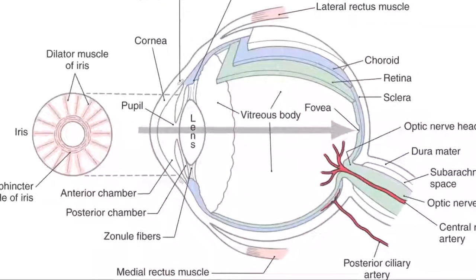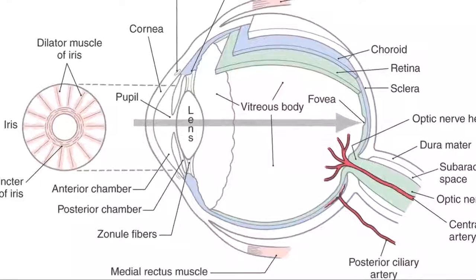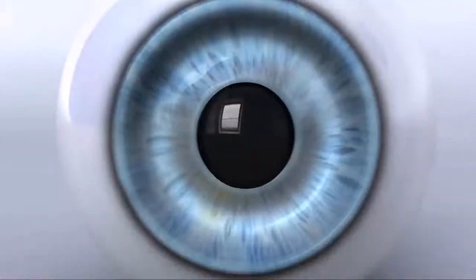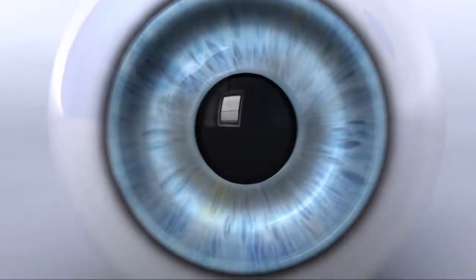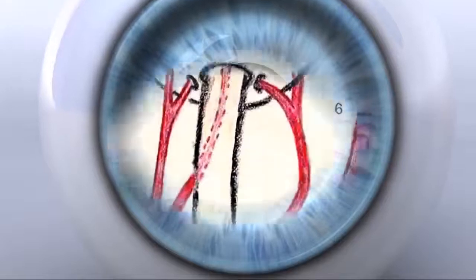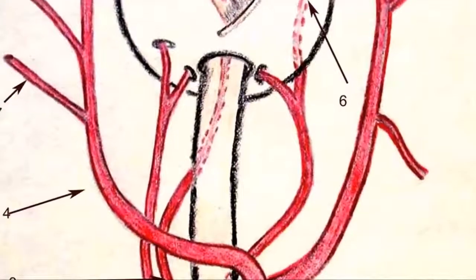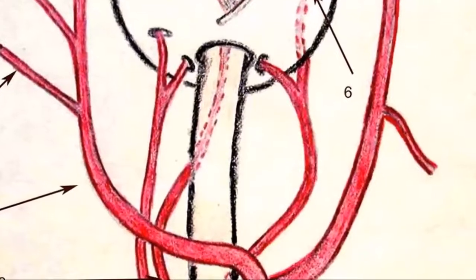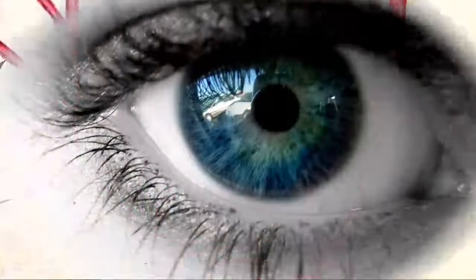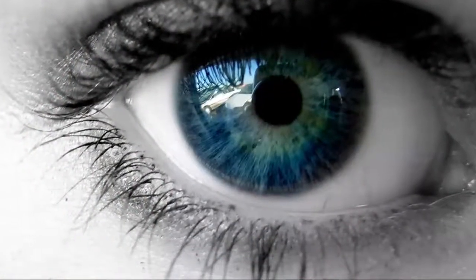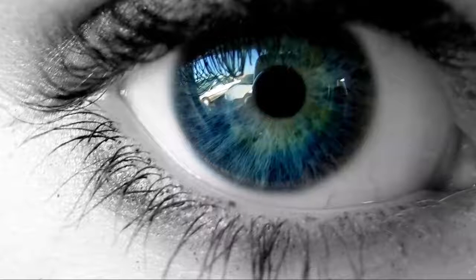The central artery of the retina is the most important branch, which supplies the internal surface of the retina. You can see this artery branching off the ophthalmic artery to pierce the sheath surrounding the optic nerve. It then pierces the optic nerve itself to enter the retina at the optic disc.